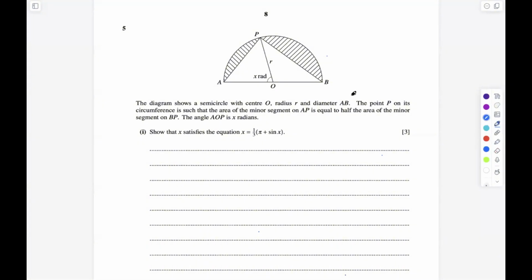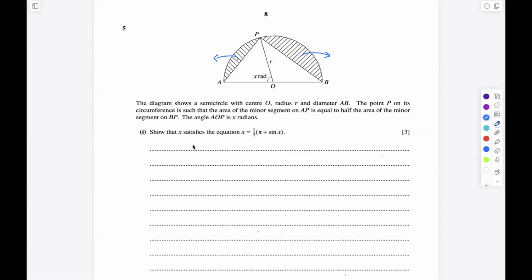In question 5, we have a semicircle with center O, radius R, and diameter AB. The point P on the circumference is such that the area of the minor segment on AP is equal to half the area of the minor segment on BP. It means that this area is basically half the area of this given area. The angle AOP is x radians. We have to show that x satisfies the equation x equals 1 upon 3 into (pi plus sine x).